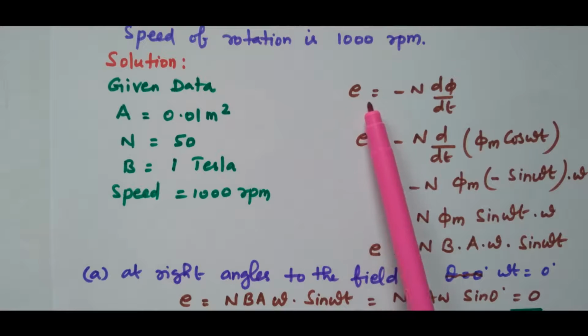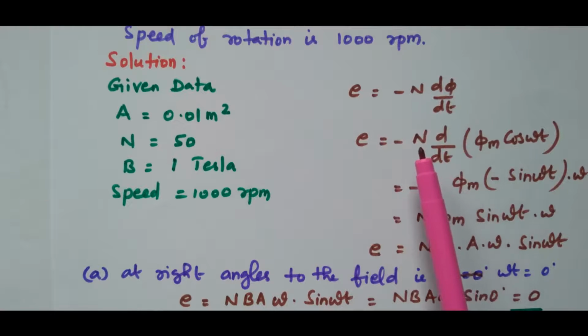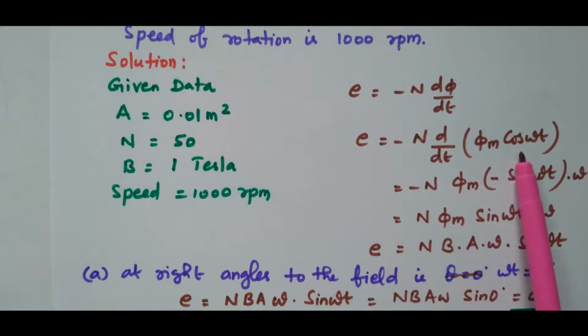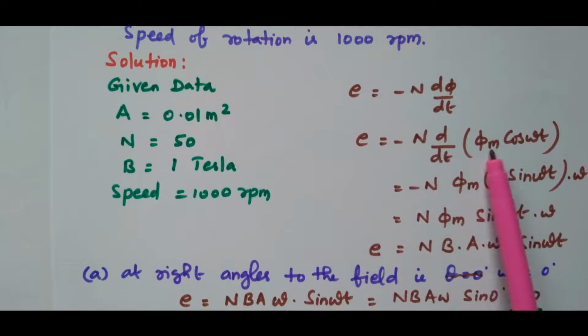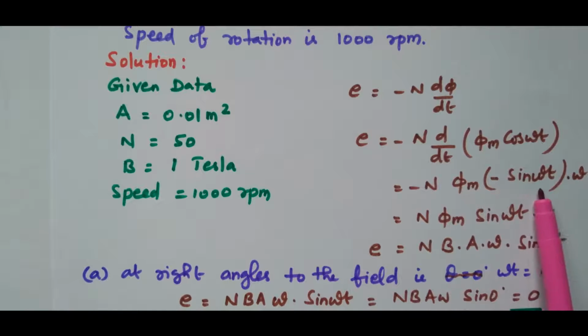Now we know that E equals minus N dΦ by dt. Here Φ is Φm cos ωt, so we need to differentiate with respect to t. Minus N, where Φm is constant. The differentiation of cos ωt is minus sin ωt into ω. Since there is one minus already, it becomes plus N Φm sin ωt into ω. That is, E equals N B A ω into sin ωt.